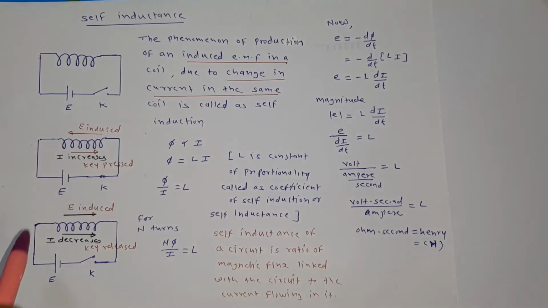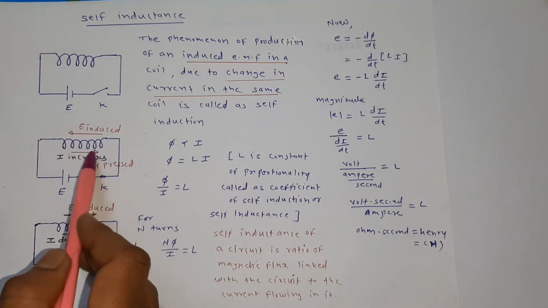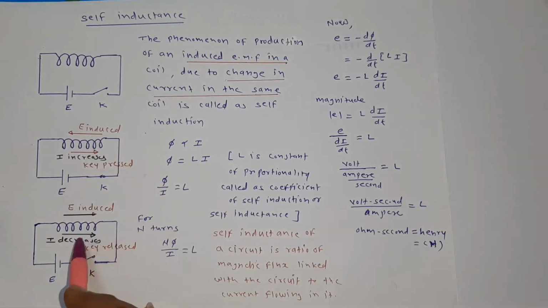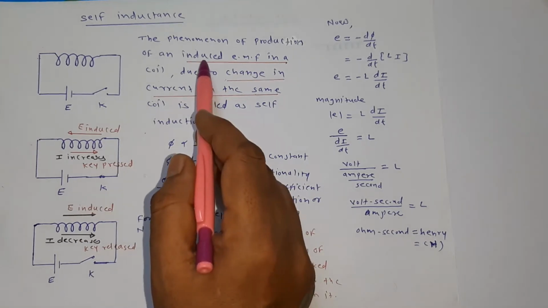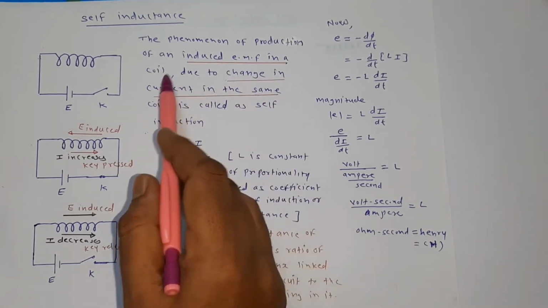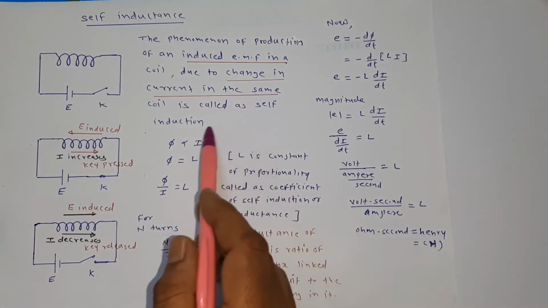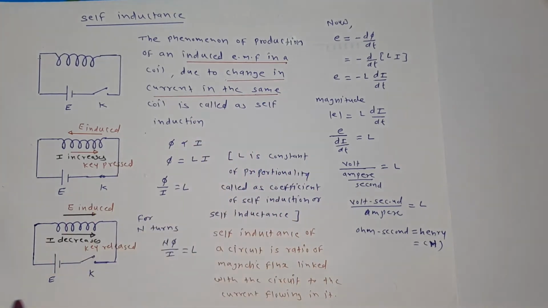Now that means whenever current in a coil changes, EMF gets induced in the same coil. When current in a coil changes, EMF gets induced in the same coil. That means EMF is induced in a coil due to change in current in the same coil. This phenomenon we call self-induction.